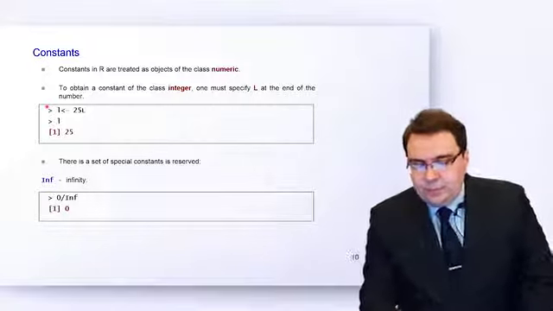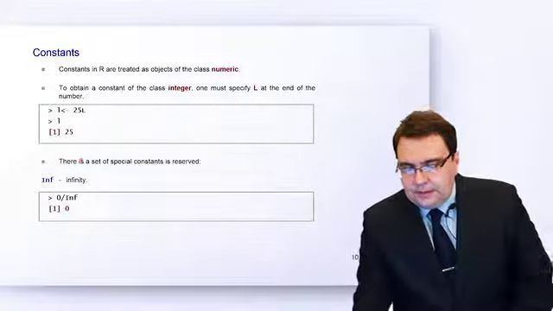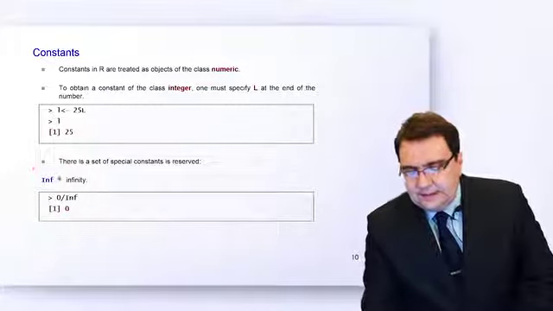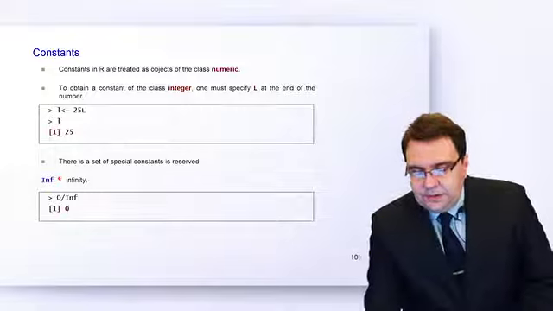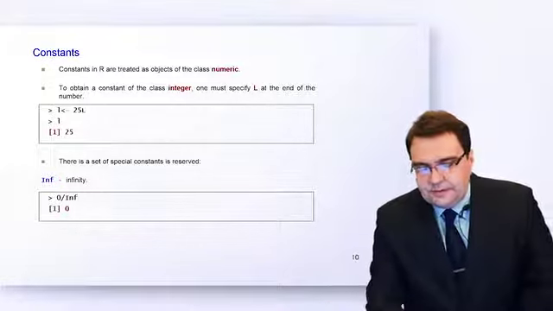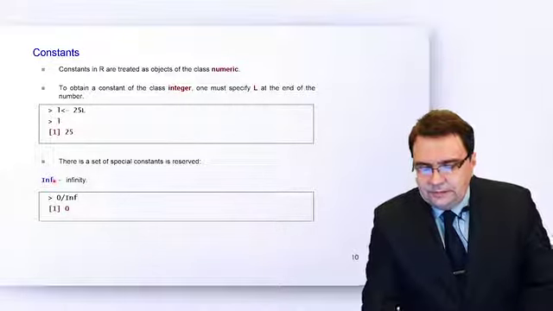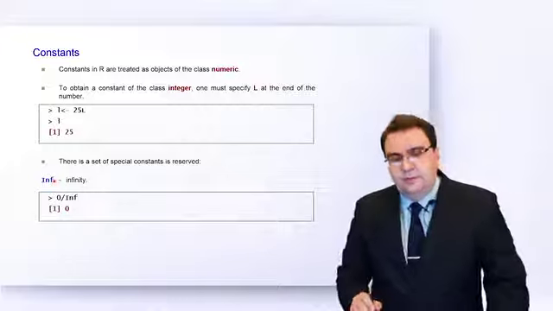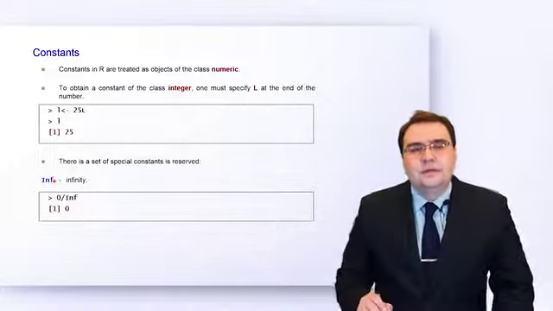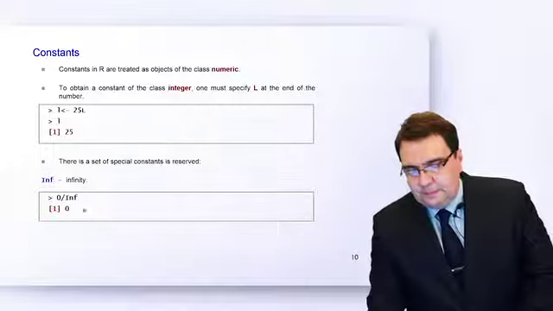The next important constant, which is often used in your data analysis, is infinity. Infinity is shown by the reserved constant Inf, and again an example. If we divide 0 by infinity, we have an object which contains one element that is equal to 0.